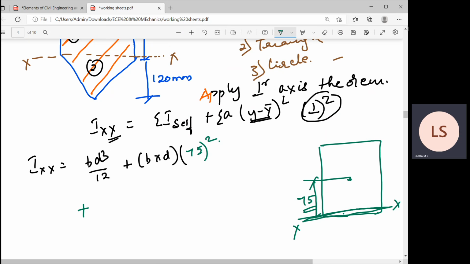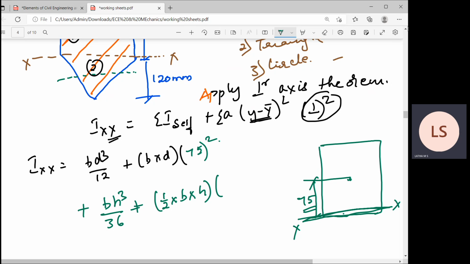Next lamina, I found it as a triangle. The next lamina is a triangle. For a triangle, what is the moment of inertia about the centroidal axis, x axis? It is bh cube by 36. Okay. bh cube by 36 plus, what is b here? b is the width of the triangle. What is h? h is the height of the triangle. Plus the area of the triangle, half into base into height.